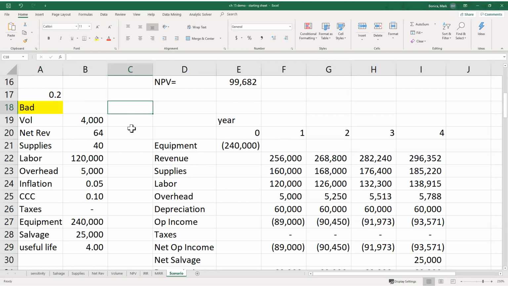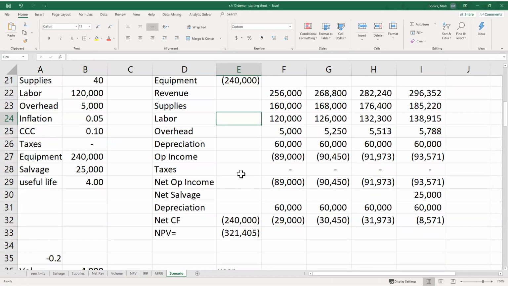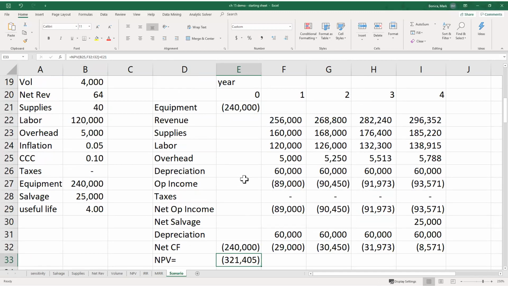So highlight that just to remind us. Bad scenario, not everything, but three things are going to be off by 20%: volume, net revenue, and labor. All right, everybody with me? Anybody not with me, send me a text or shout out. We're doing roughly the same thing we did last time. If you wind up getting completely lost, I'll post this after, and you'll be able to look at the sheet. So what impact does that have? Well, now we've got an NPV of minus 321, which is pretty bad.